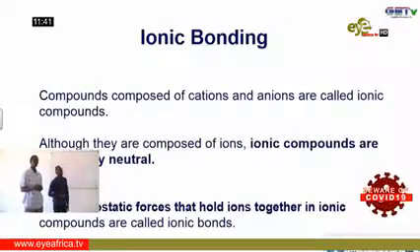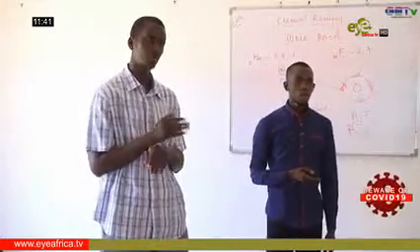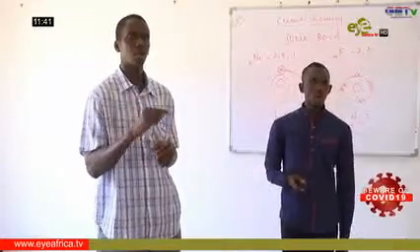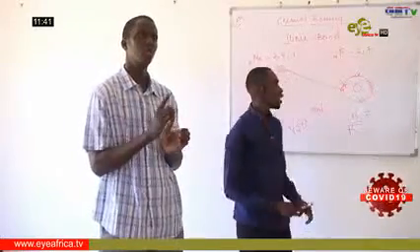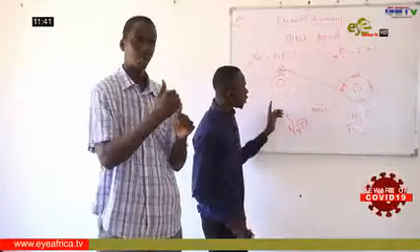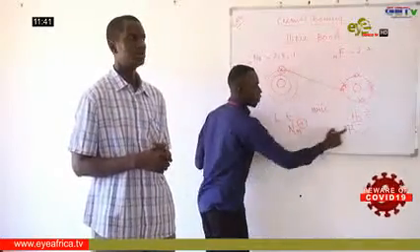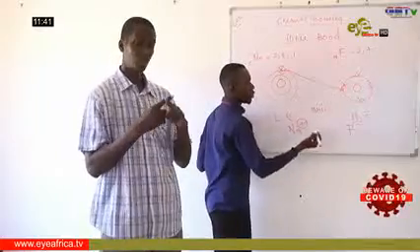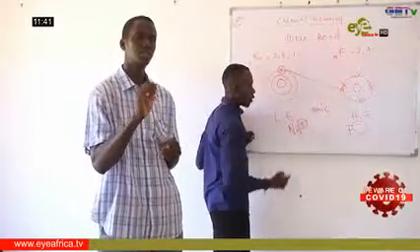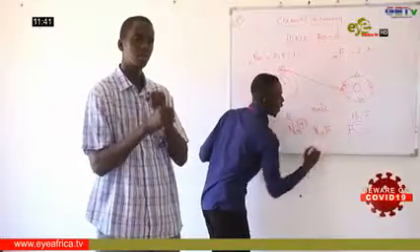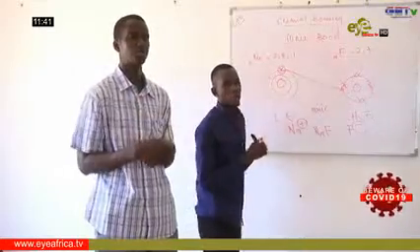Now, also we still on this ionic bonding. Compounds composed of cations and anions are called ionic compounds. Any compound you see having a cation and an anion is called an ionic compound. And these two will result in the formation of NaF, that is sodium fluoride.